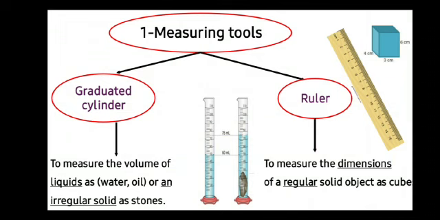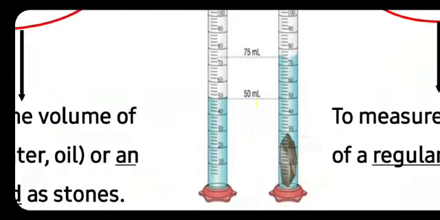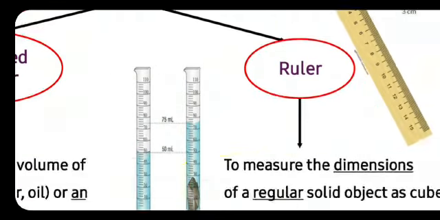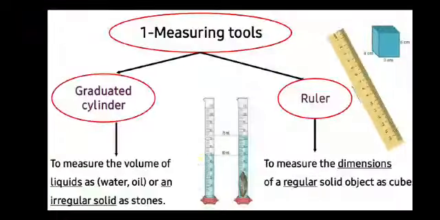We have the graduated cylinder and the ruler. This is a picture of the graduated cylinder, and this is the ruler. The graduated cylinder is used to measure the volume of liquids and irregular solids. But the ruler is used to measure the dimensions of regular solid objects.